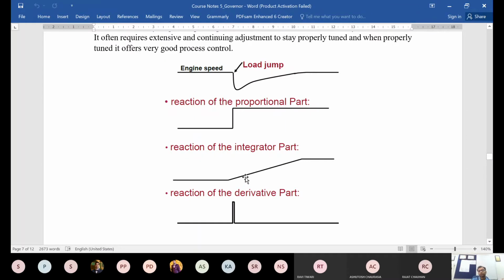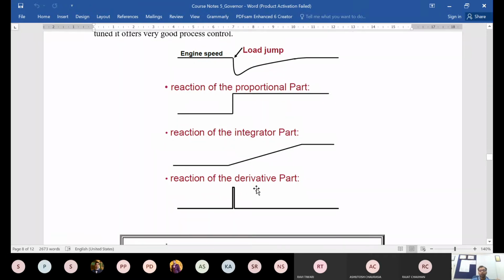Whereas integral, as we understand, will depend upon the area under the curve. So usually it will rise and then settle down to a particular value. It's slower in response, but ensures that the offset is not there. And derivative acts just at the point of change, because whenever there is a deviation, whenever there is a change in the signal value, there is an error, and only then will this exist. As you can see, it's a spike just at that moment. So it's a push to the response by increasing the speed of the response instantaneously.